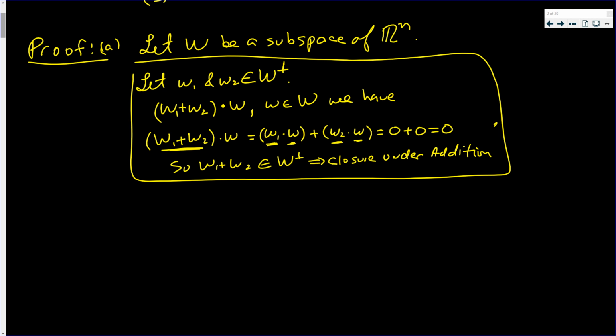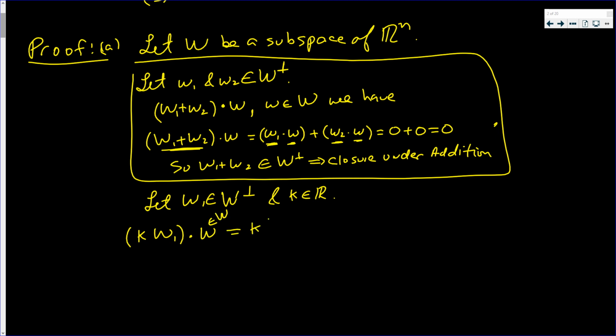And then next chunk. Okay, so again, let W1 be in W perpendicular, and K is a scalar. So now K W1 dotted with W, where W is in W. Well, this is equal to K times W1 dot W. But W1 is in W perpendicular, and W is in W. And by definition, if you dot them, you get 0. Times the K in front is 0.